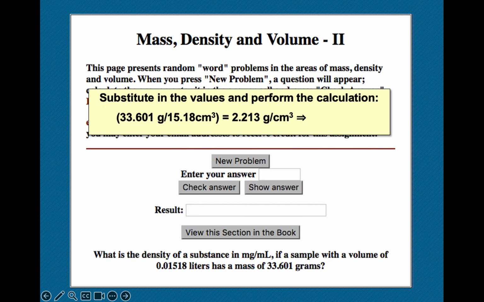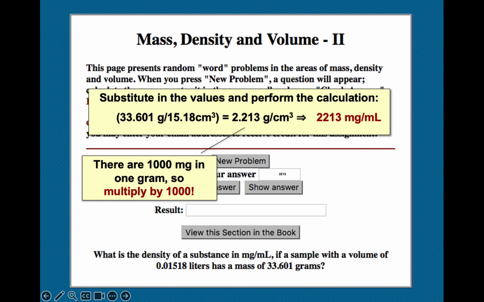Take the mass, take the volume, do our calculation, we get a number here, but we're looking for milligrams per mil as our units. This is grams per mil. How many milligrams in a gram? It's a factor of 1,000, right? Simply multiply this by 1,000, and that's our answer. So density 2 has a bad reputation, but it's still very simple. Any questions?